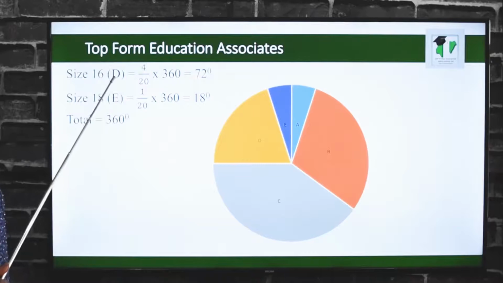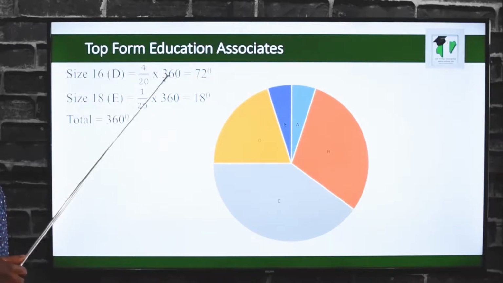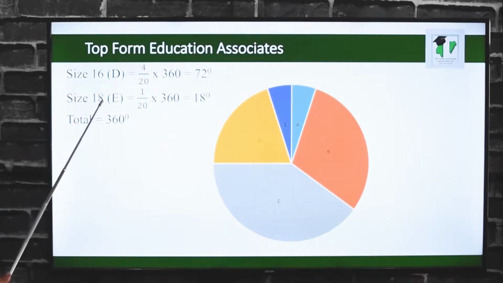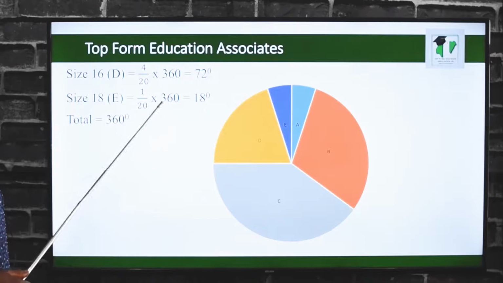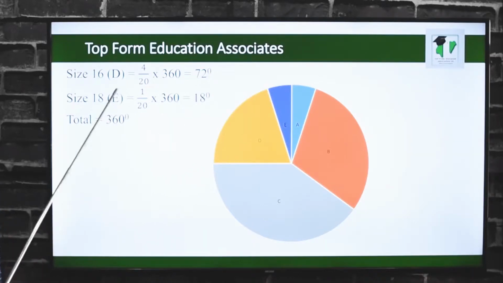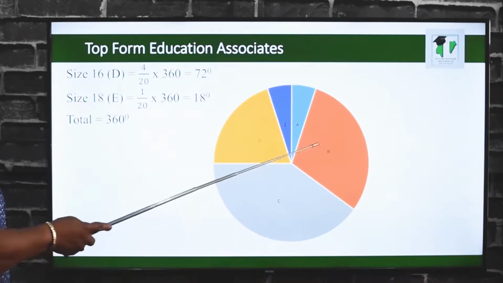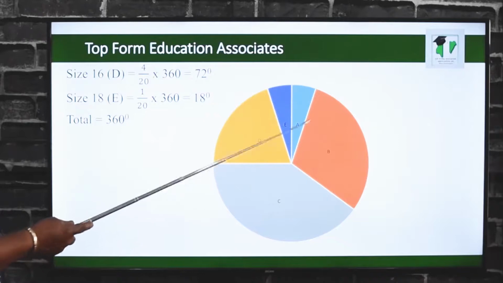Then size 16 is 4 over 20 times 360, which is 72 degrees. And size 18, which is shoe type E, is 1 over 20 times 360, giving us 18. The total of the angles or the sectors will give us 360 degrees. And with our protractor, we'll measure the angles as seen.